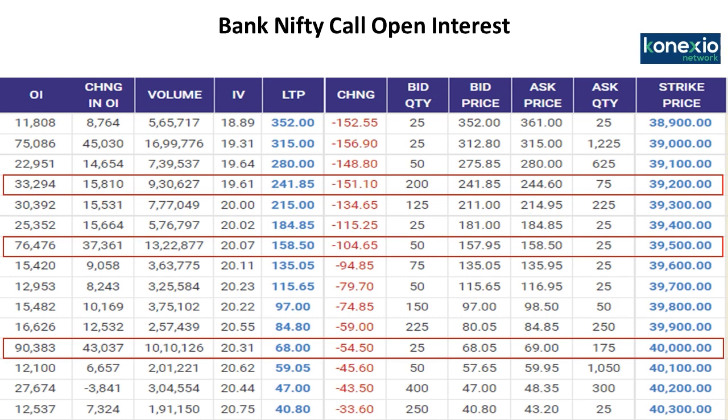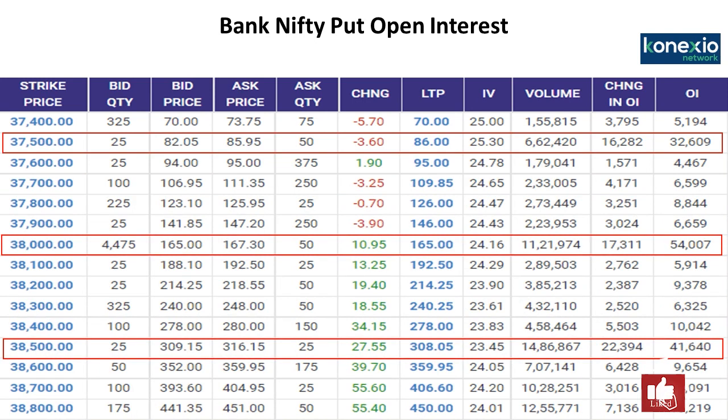Now let us see what we have observed in Bank Nifty puts. In Bank Nifty puts, the action was seen in 38,500 put, then 38,000 put, and 37,500 put. Here you can see there has been a rise in the open interest. The change in the option premium was mixed. It was slightly positive. The implied volatility is getting higher. It is just between 23.5 to 25.3.